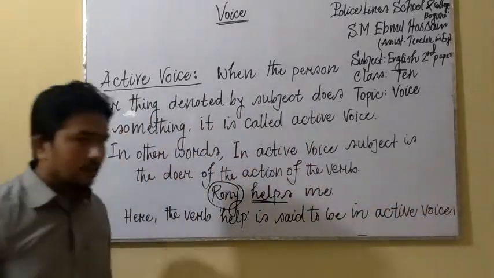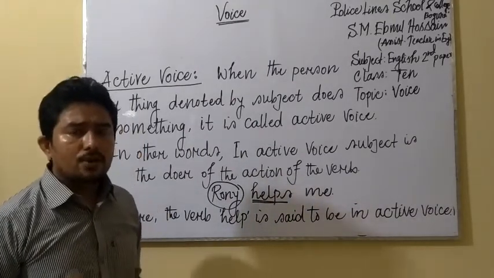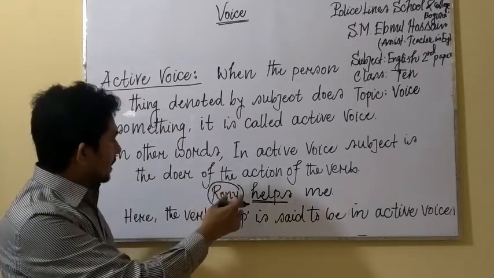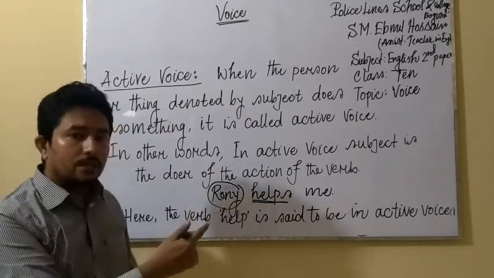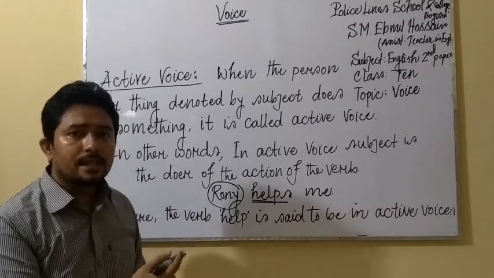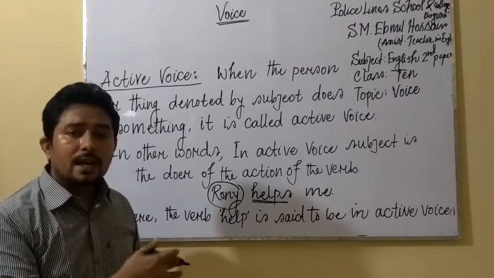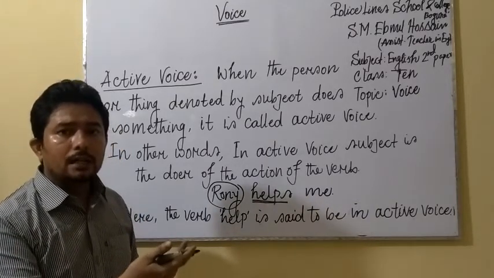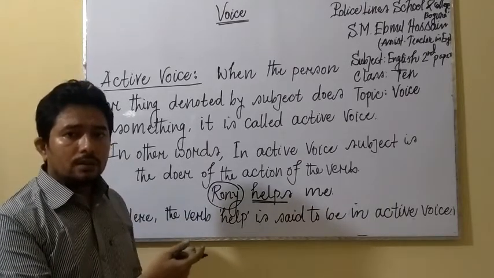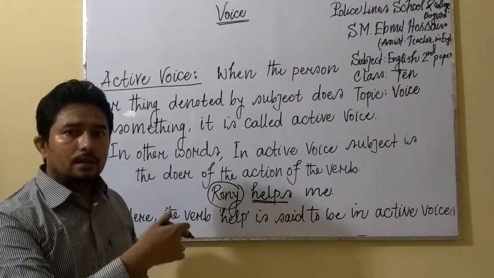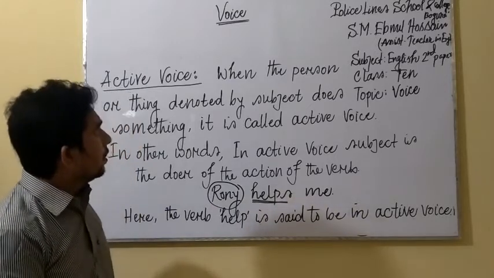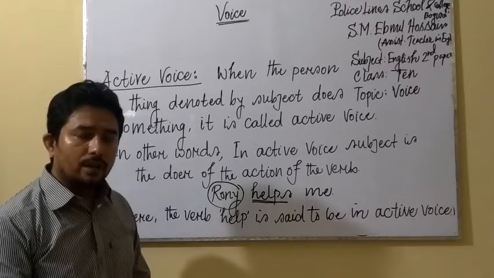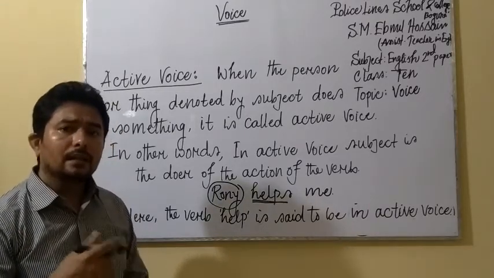So it's a very crucial thing that the verb is in active form when the person or thing denoted by the subject performs or does the action of the verb, or is the doer of the action of the verb. Then we call the verb active voice. Now we are going to define the passive voice, or when the verb is in passive form.